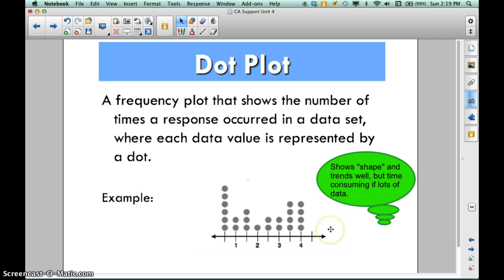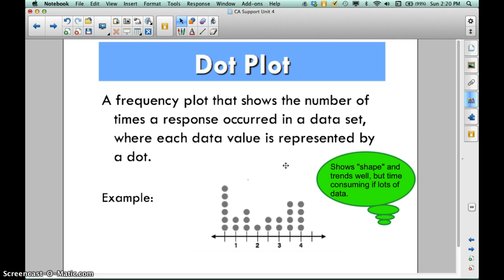So on this dot plot, you can see there were 4 occurrences of the number 4. There were 4 occurrences of the number 3.5, 2 occurrences of the number 3, 2 occurrences of 2.5, 1 occurrence of 2, and so on.